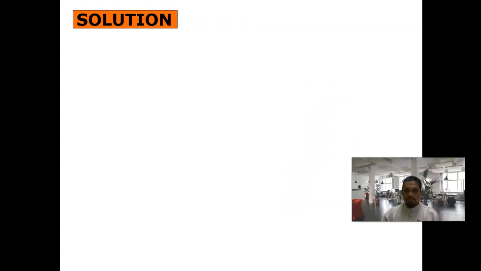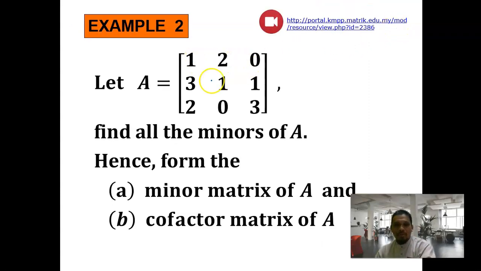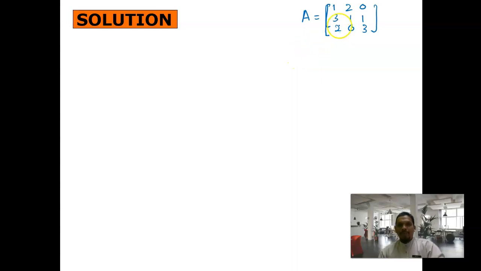Okay, so I'm going to write down the matrix of A here. The matrix of A is 1, 2, 0, 3, 1, 1, and 2, 0, 3. Now, minor of 1,1.